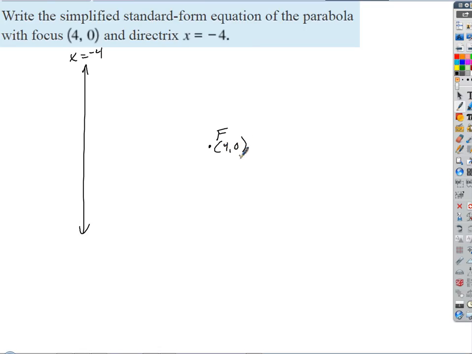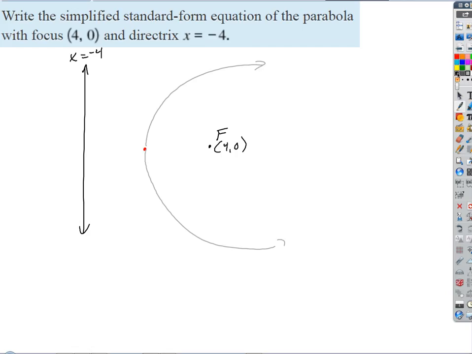And then remember that the vertex of the parabola is going to be halfway in between the focus and the directrix. And the parabola always opens to swallow the focus. So it's going to look like that, right?